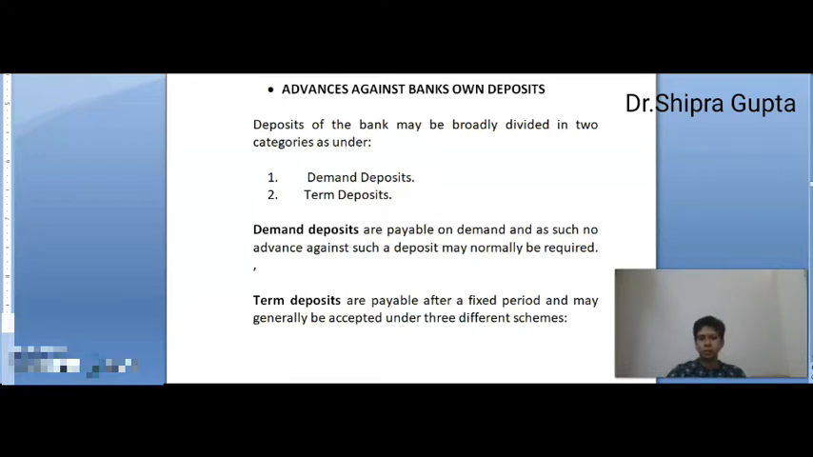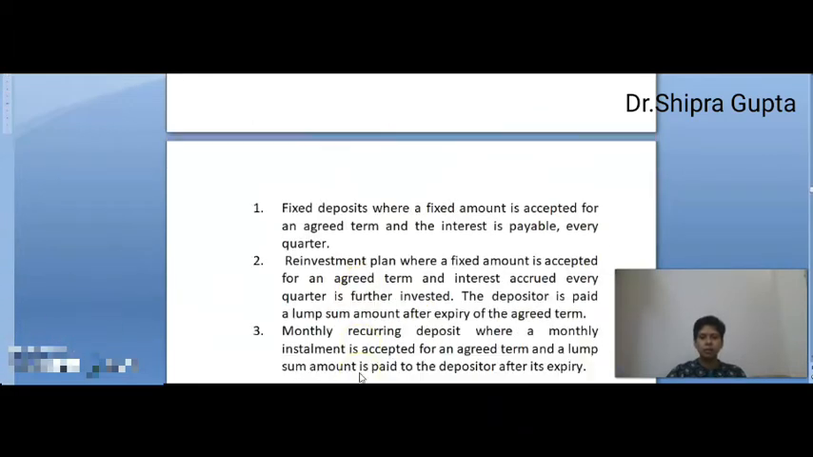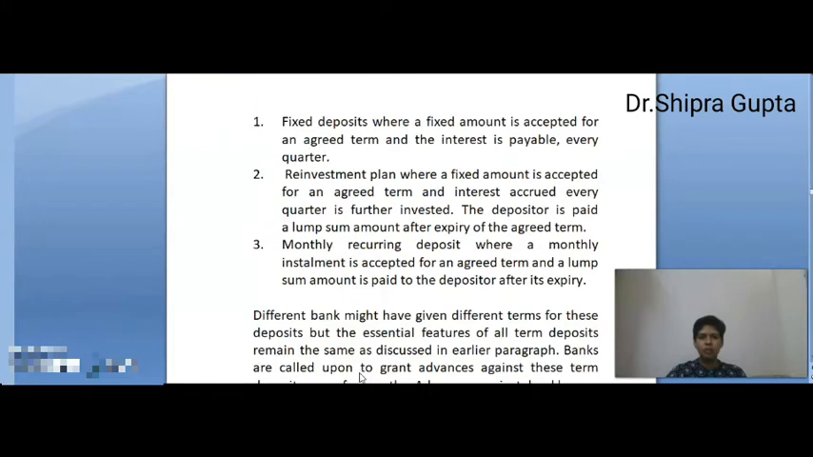from term deposits. So term deposits are payable after a fixed period and may generally be accepted under three different schemes. These schemes are: number one, fixed deposits, where a fixed amount is accepted for an agreed term and the interest is payable every quarter. It means in this scheme, a fixed amount is deposited for a fixed period and interest is payable quarterly.